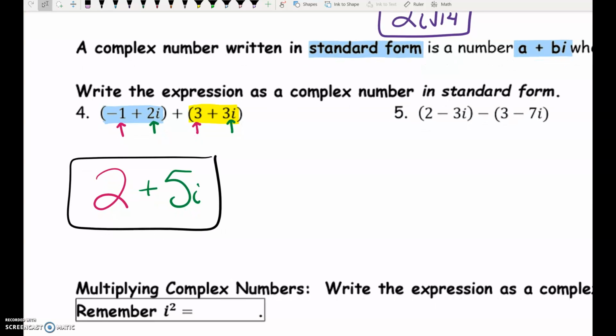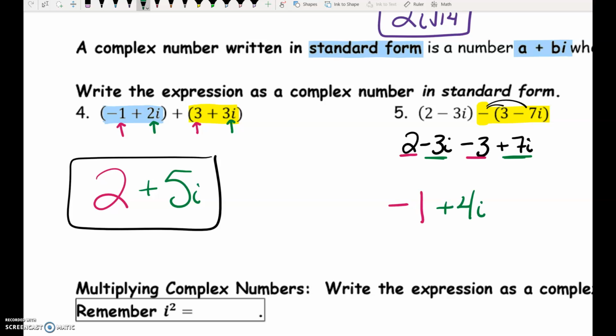Now with subtraction, we have to be a little bit careful because we are subtracting this entire complex number. So we've got 2 minus 3i, that's the first complex number. We have to subtract the 3, and we have to subtract the -7i. What is minus a -7i? Plus 7i. Then you can combine like terms. The 2 and the -3 combine to give us -1. The -3i and the positive 7i combine to give us 4i. -1 plus 4i.